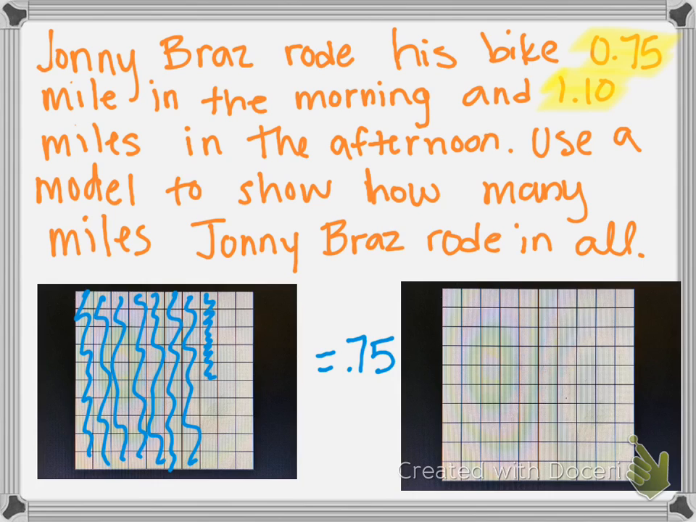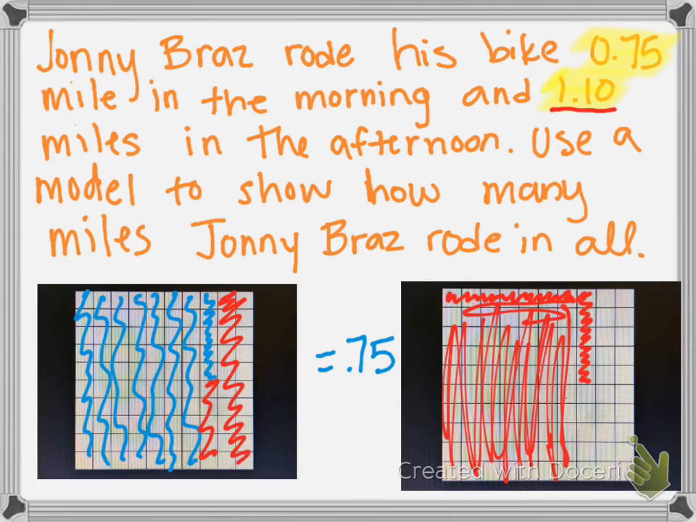So I do know that he rode 1.1 or 1.10 miles in the afternoon. So instead of coloring one whole one, I want to use what we already have. I know one whole one would look like a whole colored one, which is 100 squares. So what I could do is start over here, and I know that this would be coloring 25. Then I would need to color 75 more to get to 100. So far what I have colored in is 1 mile and 75 hundredths.